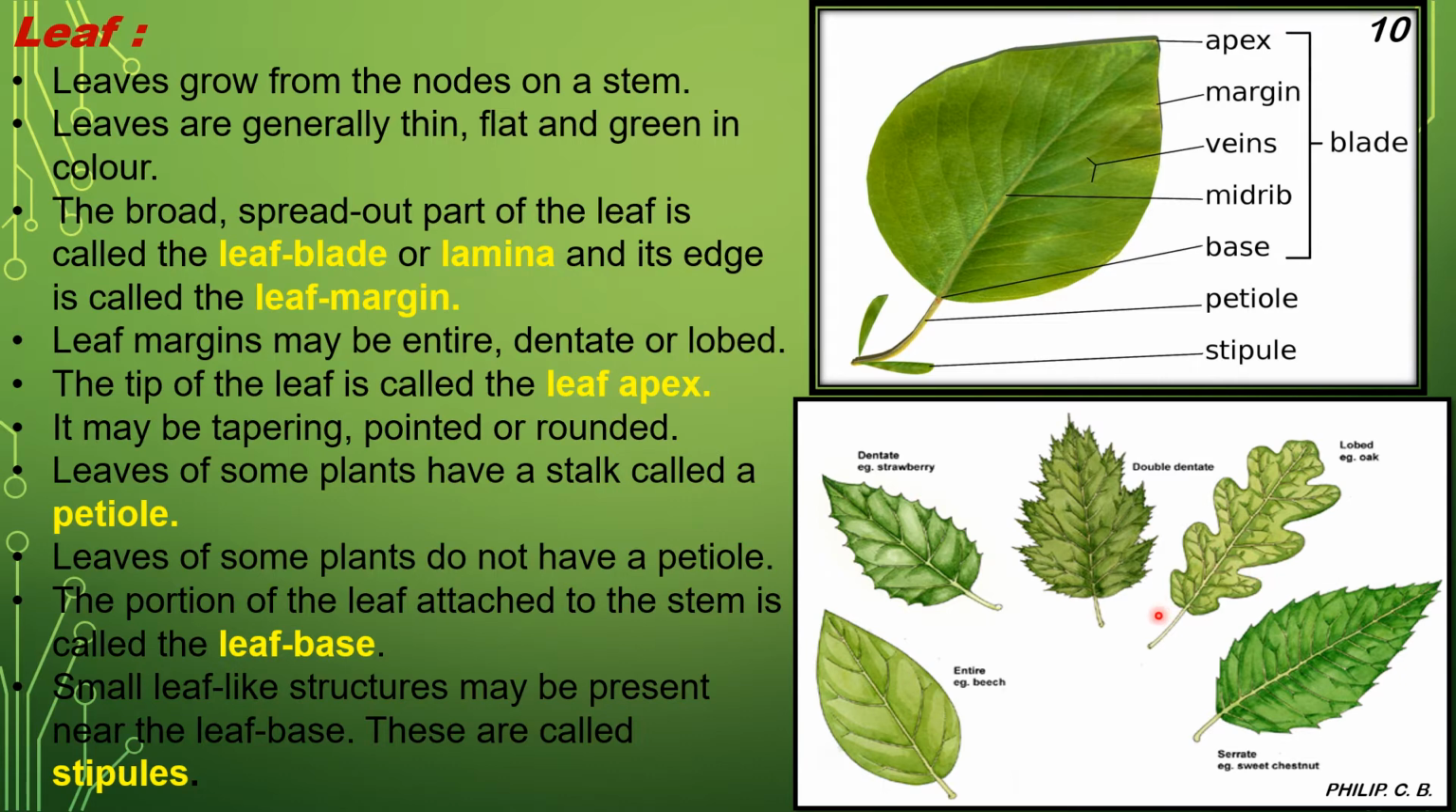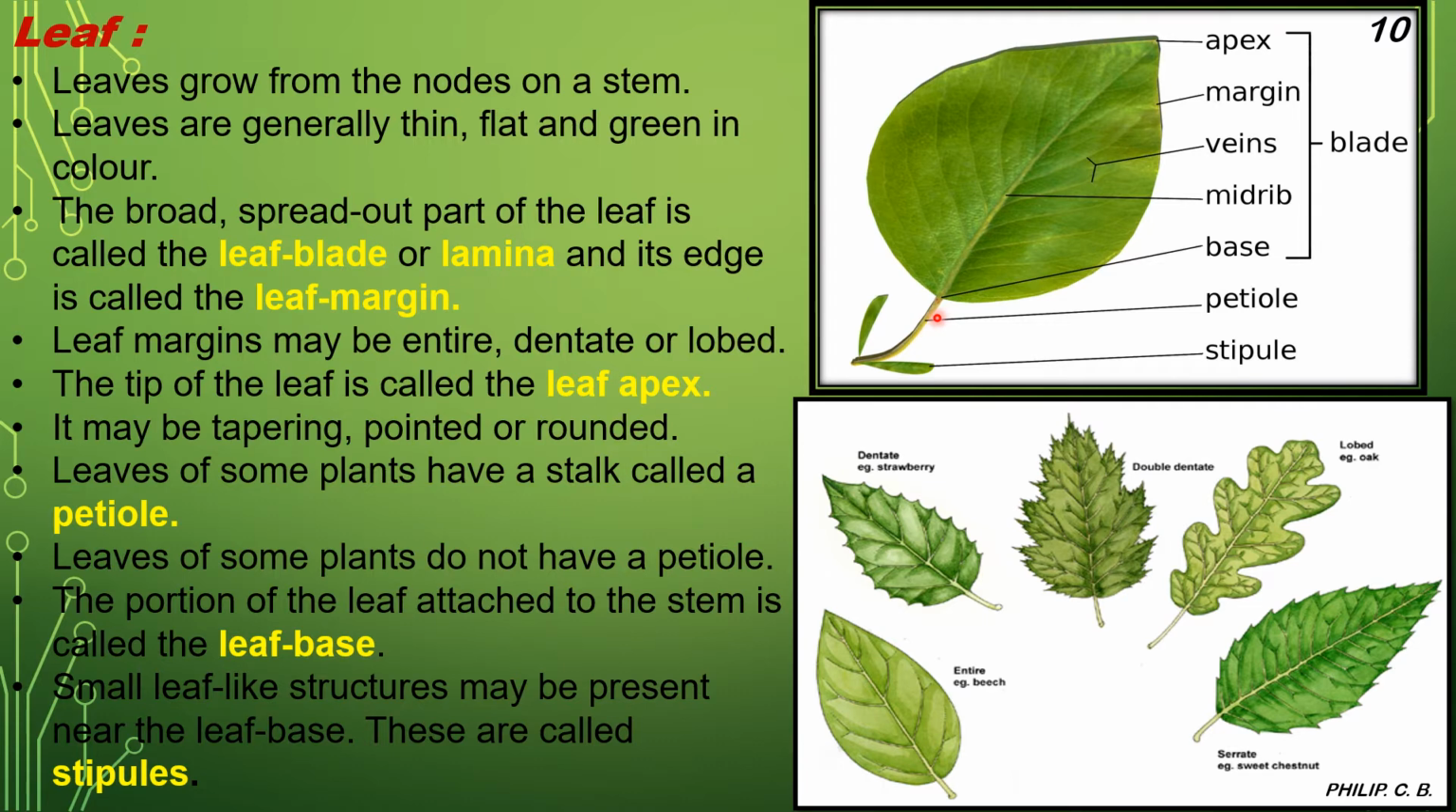Okay, so I hope next time when you go to a garden, you observe the plant, leaves, flowers. Okay, then further, the tip of the leaf is called leaf apex. As you can see over here, it may be tapering, pointed, or rounded. Means it may be pointed, or sometimes it may be rounded or tapering. Then further, leaves of some plants have a stalk called petiole, which you can see here, the stalk part.